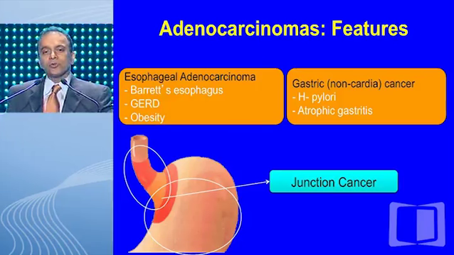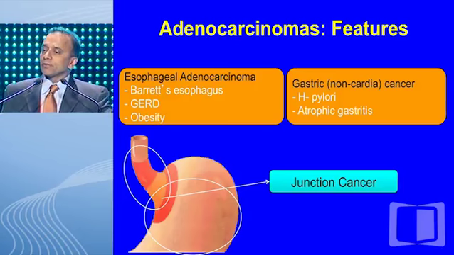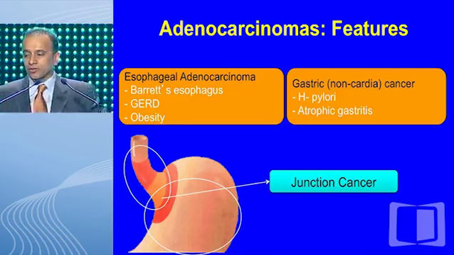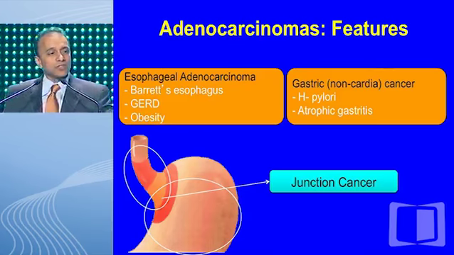Now, if we switch to adenocarcinoma, these are from the distal esophagus or the gastroesophageal junction. And if you look at esophageal adenocarcinoma, these are the risk factors for it: Barrett's esophagus, reflux symptoms, and it has been linked with the increasing incidence of obesity.